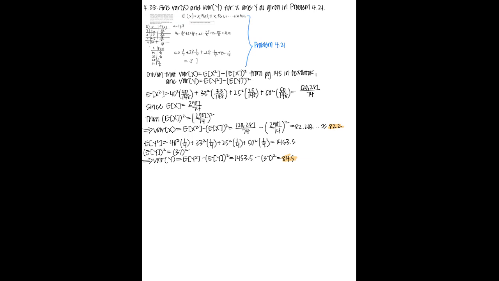And in a similar way we find the variance of y. So E of y squared is 40 squared times 1 over 4 plus 33 squared times 1 over 4, and so on, and then we get 1,453.5. From question 21, we know that E of y is 37, so that squared is 37 squared, and the variance of y is 1,453.5 minus 37 squared, which is 84.5.